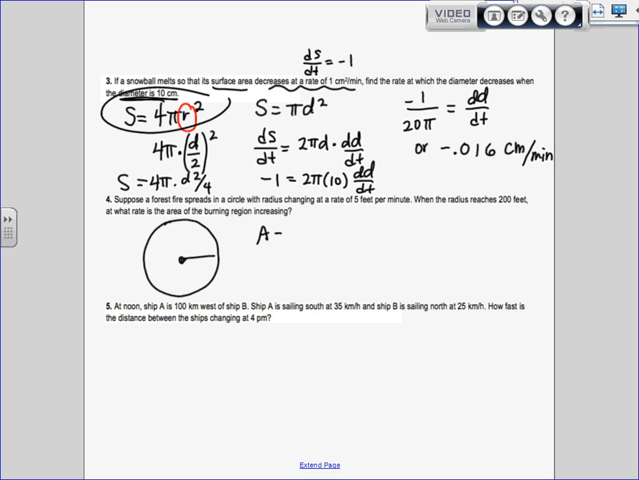So this is just a circle. It's A equals pi r squared. So when I take the derivative, dA over dt, I get 2 pi r. Another way that derivatives are related, right? Pi r squared and 2 pi r. You're like, man, everything is related. Okay, times dr over dt.